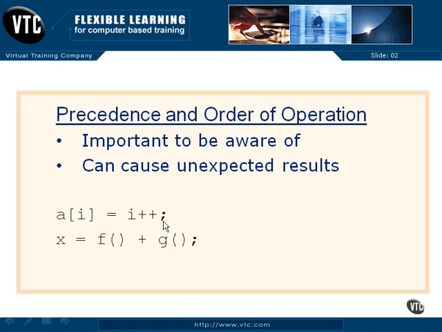So we're saying that whatever is in a particular location that is referenced by i, 0, 1, 2, 3, whatever i is going to be equal to that value of i incremented. Well, here's where precedence and order of operation gets us. Which i are we going to use in here? i before it is incremented, or i after it is incremented with the plus plus, the post increment operator?